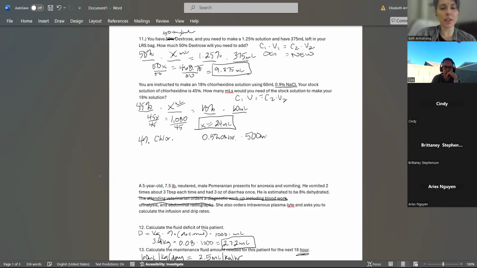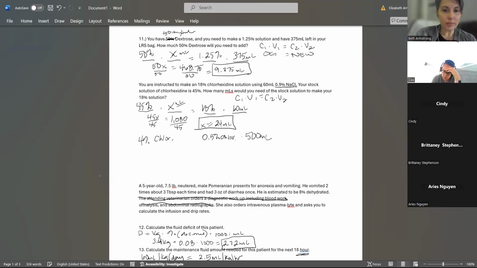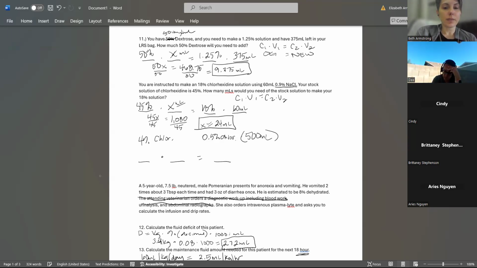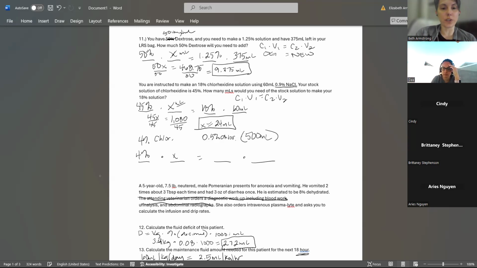Say this is a patient that we have multiple wounds that we're flushing. So we're going to make a 500 ml bag. If we set this up, our 4% goes there. We don't know how much yet. And then we want 0.5 percent here. And then we're making a 500 ml.